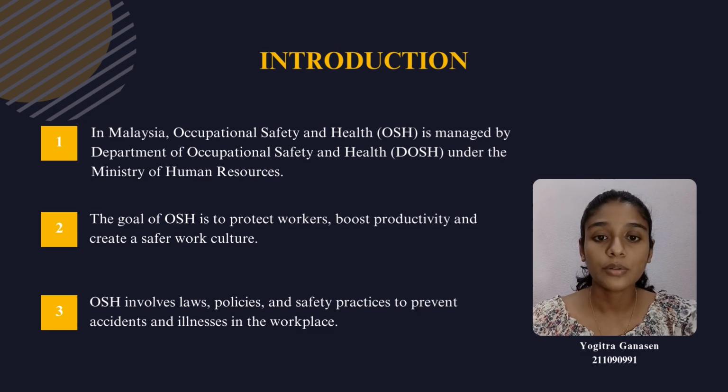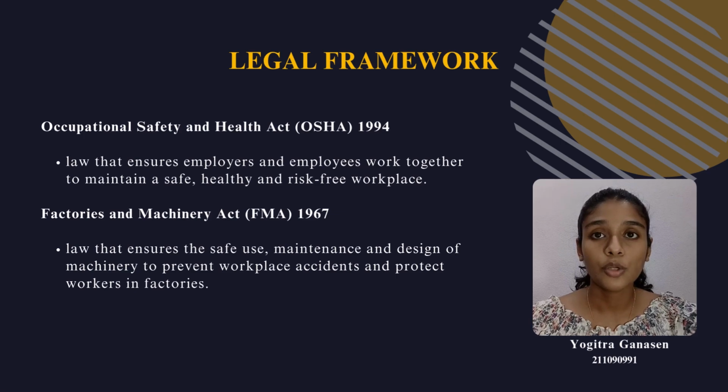In Malaysia, occupational safety and health is to protect workers and create a safer work culture with laws and safety practices. The Occupational Safety and Health Act 1994 is to ensure employers and employees work together to maintain safety. The Factories and Machinery Act 1967 is to ensure the safe use of machinery at the workplace.